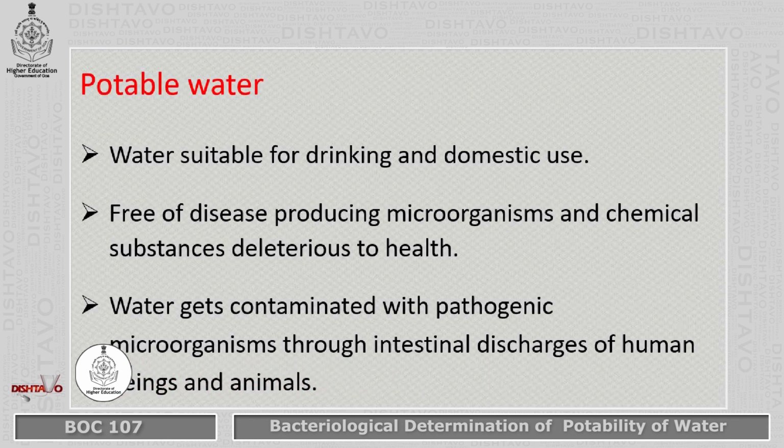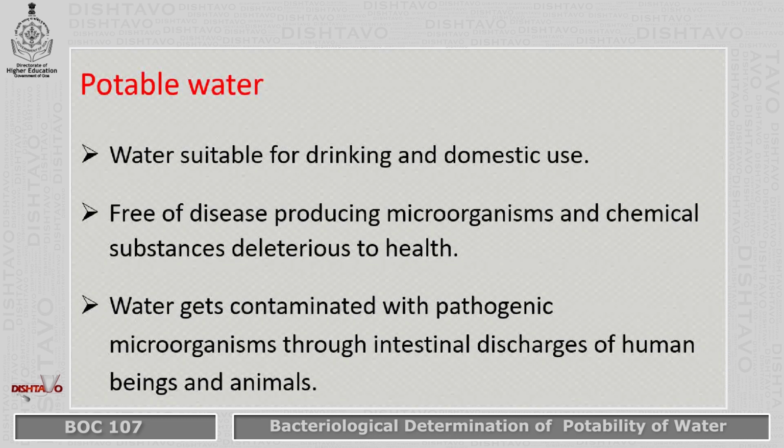Potable water is the one which is suitable for drinking and domestic use. It is free of disease producing microorganisms and of chemical substances which are deleterious to health. Such type of water is good for drinking. But sometimes, when a large number of microorganisms, organic wastes and chemical substances are present in the water, that water is not good enough for drinking and it is referred to as non-potable water or contaminated water.